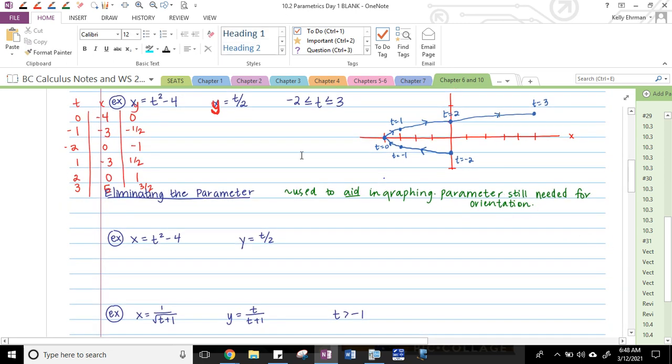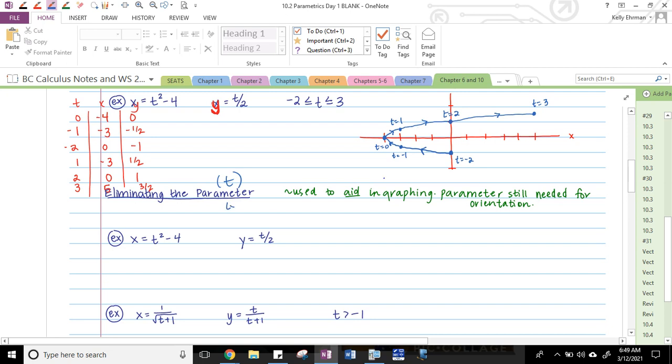Sometimes we will want to eliminate the parameter. Remember, the parameter is t, so get rid of t. This would be used to help us graph. We would still need to know which direction the particle is traveling. But if I take these same two equations that we just graphed, this looks like a sideways parabola, right? Kind of behaves that way. It looks symmetric, so we can kind of verify that.